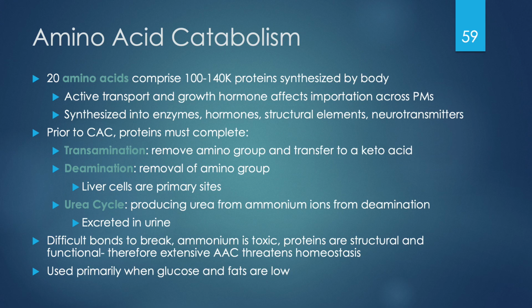Now, these are really difficult bonds to break. And the ammonia that's produced from the deamination is very toxic to cells. So this is a difficult process to undergo. The ammonium being toxic is really important to keep in mind, because if that's the case, then the presence of it is going to threaten homeostasis. So if we ever undergo extensive amino acid catabolism, we're risking jeopardizing the homeostasis of our body.